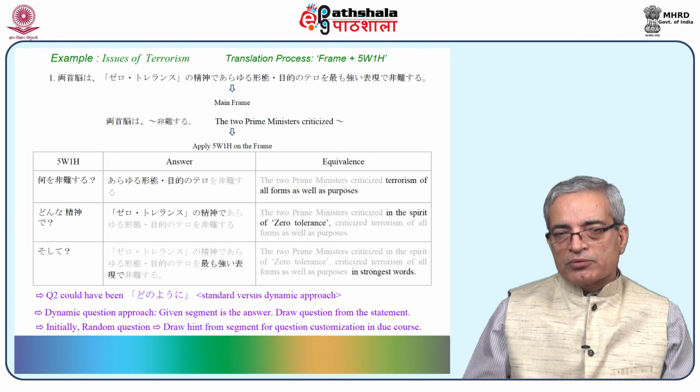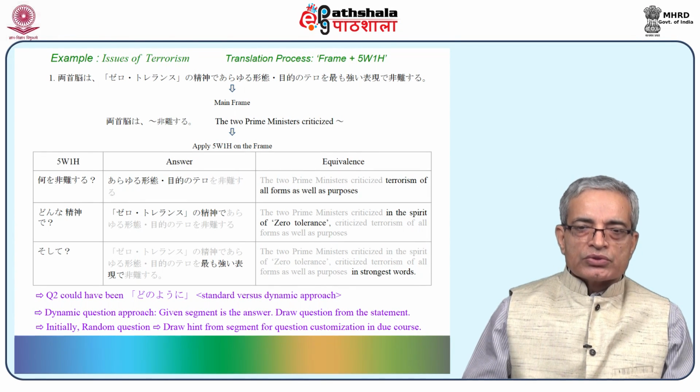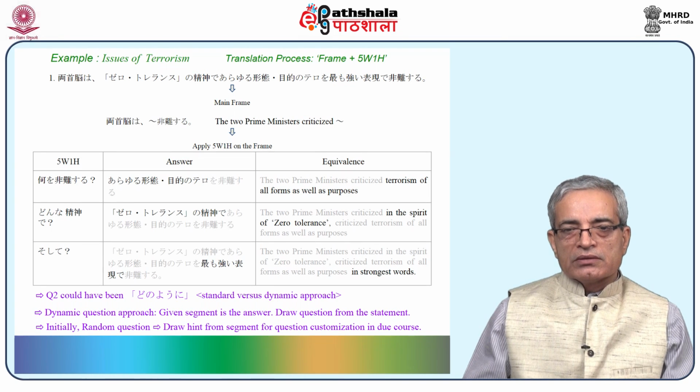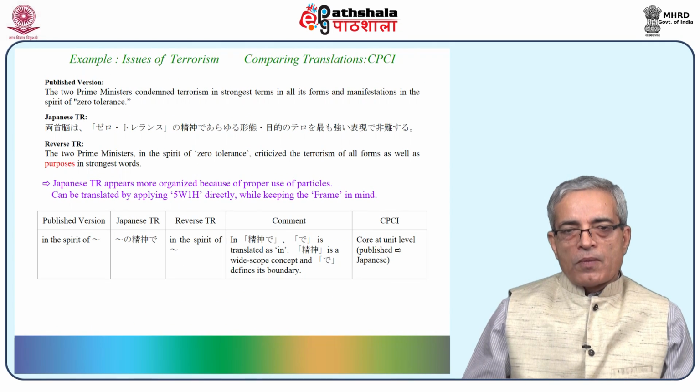So dynamic question approach: given a segment as the answer, you need to draw the question from the statement or from the segment. Initially, go for the random question, draw a hint from the segment, and the question customization is to be done in due course. We can see the difference. Only there is one issue in the reverse translation.